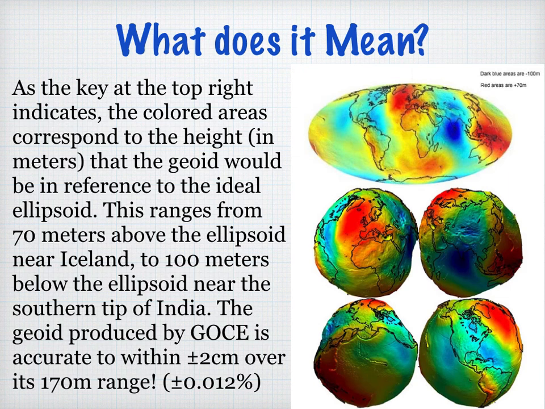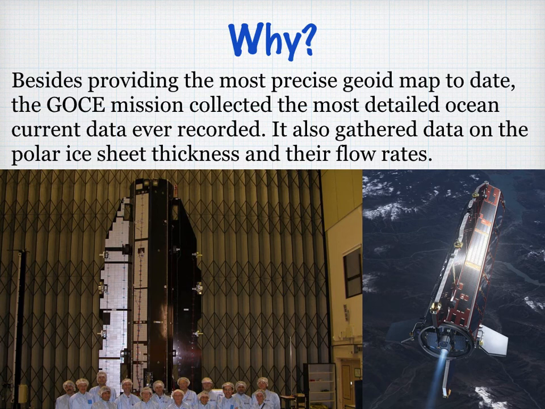That's plus or minus 0.012%. So why was this experiment carried out? Besides providing the most precise geoid map to date, it turns out the GOCE mission collected the most detailed ocean current data ever recorded, because ocean currents are very strongly correlated with the shape of the geoid. And we all know ocean currents are also strongly correlated to how our climate behaves. So this kind of experiment gives us a really detailed window into our oceans, into our climate, and incidentally, it also gathered data on polar ice sheet thickness and polar ice flow rates.